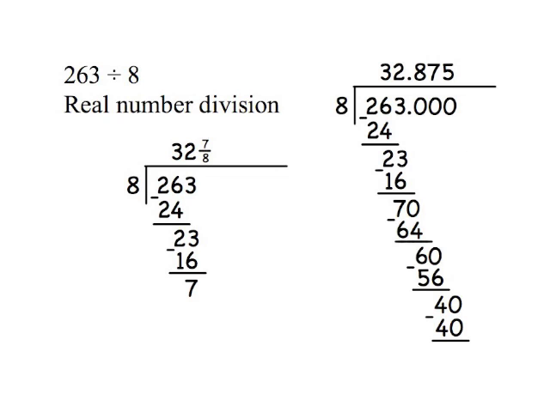Another way to do real number division is to add a decimal and some zeros until the problem either ends or repeats. And in this case, the answer is 32.875. The 0.875 is the decimal equivalent of 7/8. Either method can be used if you're asked to do real number division.